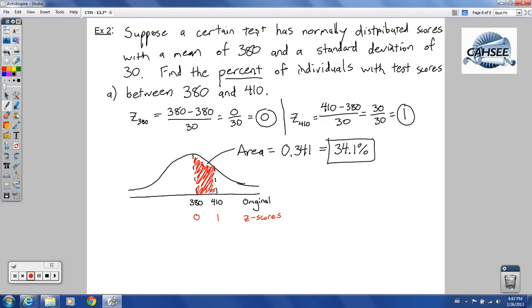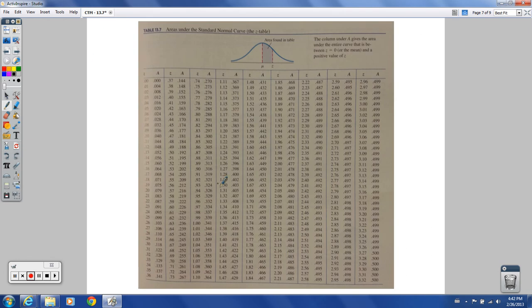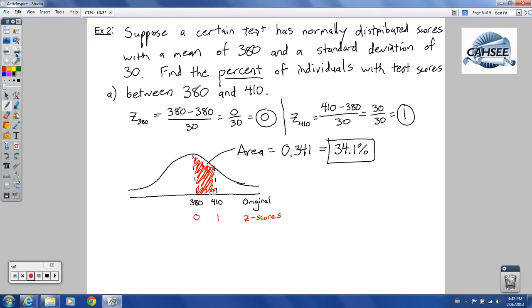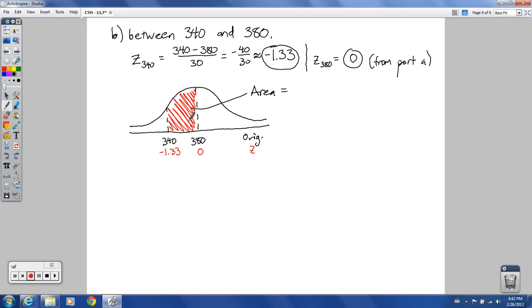So go back to the z-table. Let's find what the value is for 1.33. There it is. It's 0.408, meaning that 40.8% of the data, of the scores, lies in this range. So this would be 0.408, or as a percent, 40.8%.